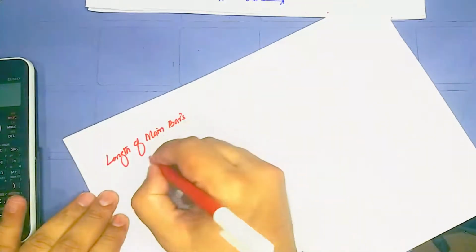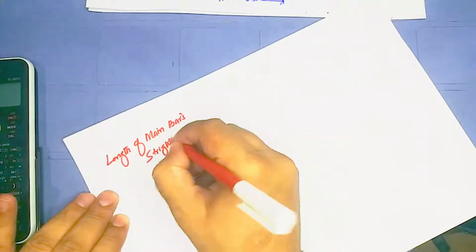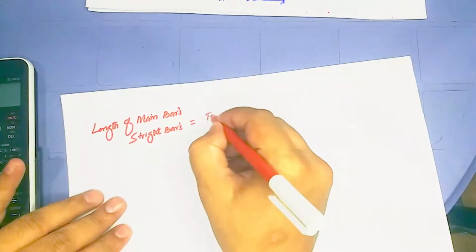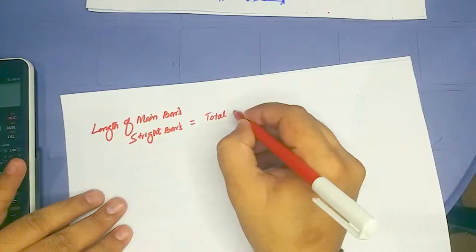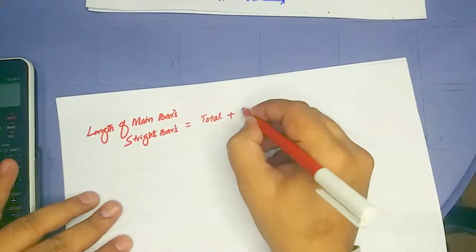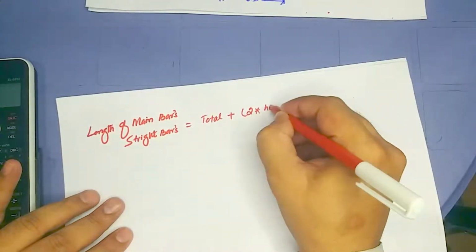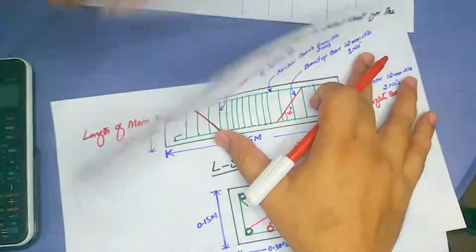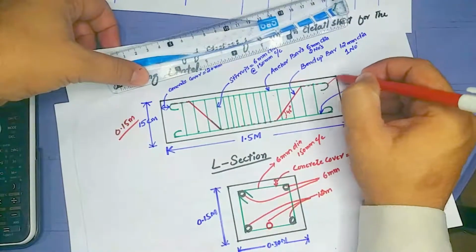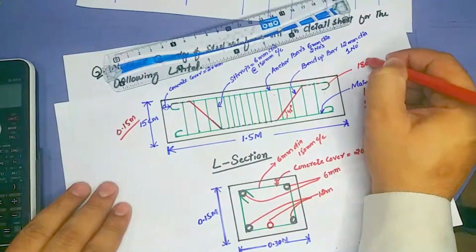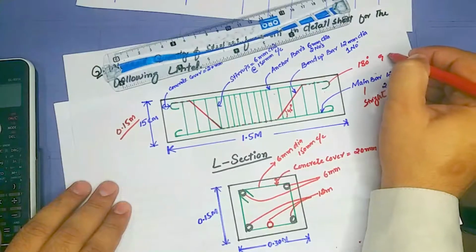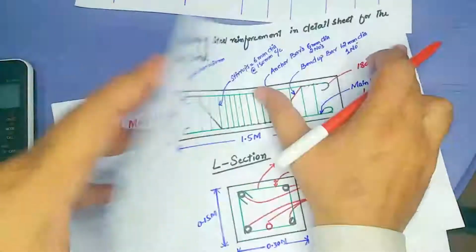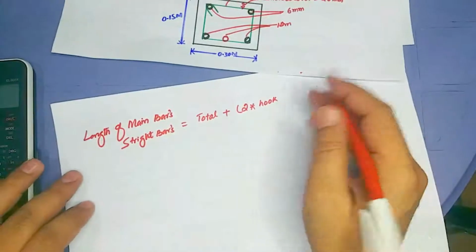Length of main bar means straight bar, which will be equal to total length plus 2 into hooks. Hooks means these are the hooks. These hooks are bent at 180 degrees and will be considered at the rate of 9 into diameter from one side. From one side we will add the length of extra hooks at the rate of 9 times its diameter.